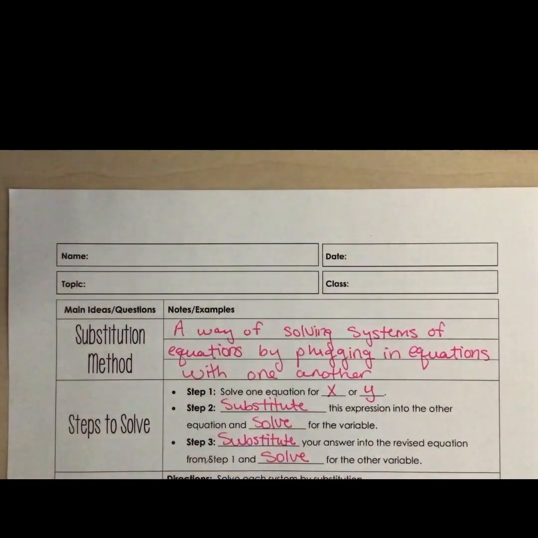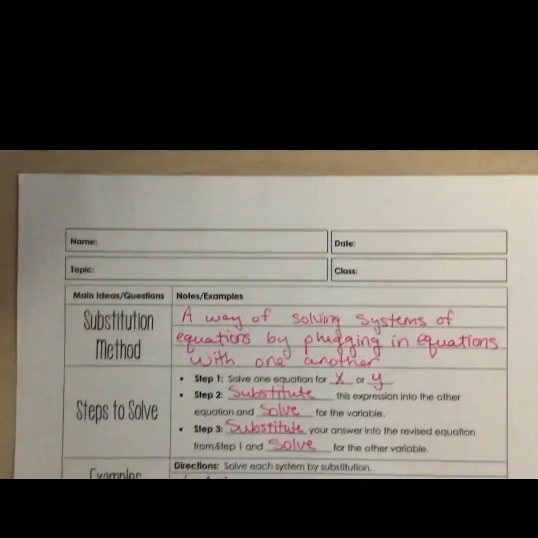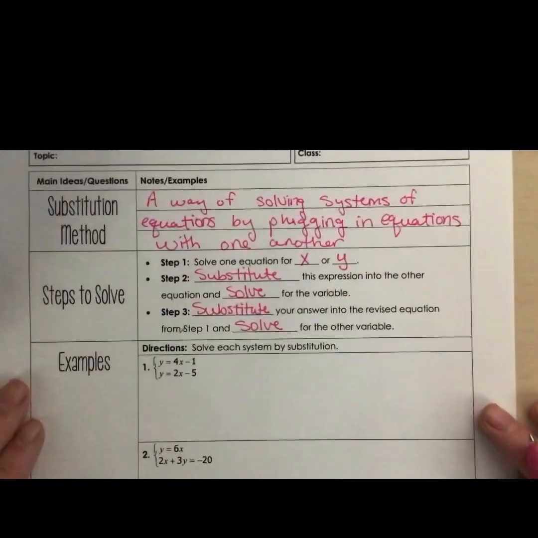So the first time we solve for a variable, we still have two variables in our equation, but we've solved for one so that we can plug in and solve for what that variable would be equal to. And the second time we substitute, we are plugging in for the first variable we solved for and then figuring out what number that one would be equal to. So let's take a look at this. There's a lot of substituting and solving.